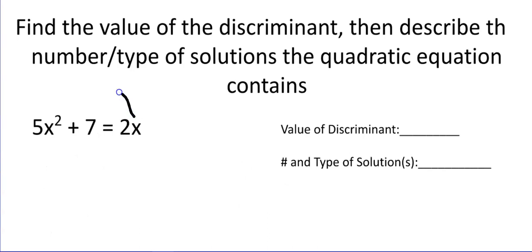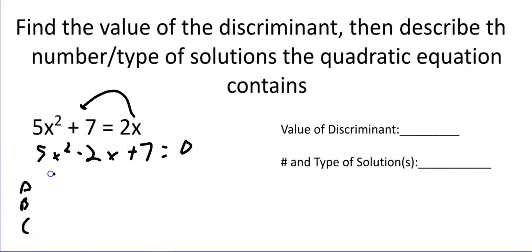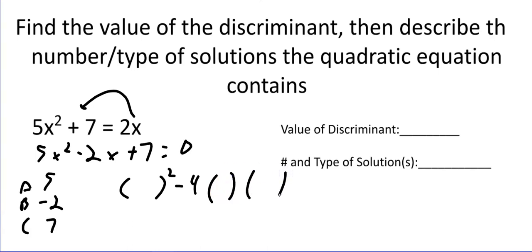All right, got to move this over. Remember, put it in the right place. 5x squared minus 2x, very important, minus 2x plus 7 equals 0. A, B, C. 5, negative 2, and 7. Again, I do my b squared minus 4ac. There I go doing it again, writing the a in. So negative 2 goes here, 5 goes here, 7 goes here.